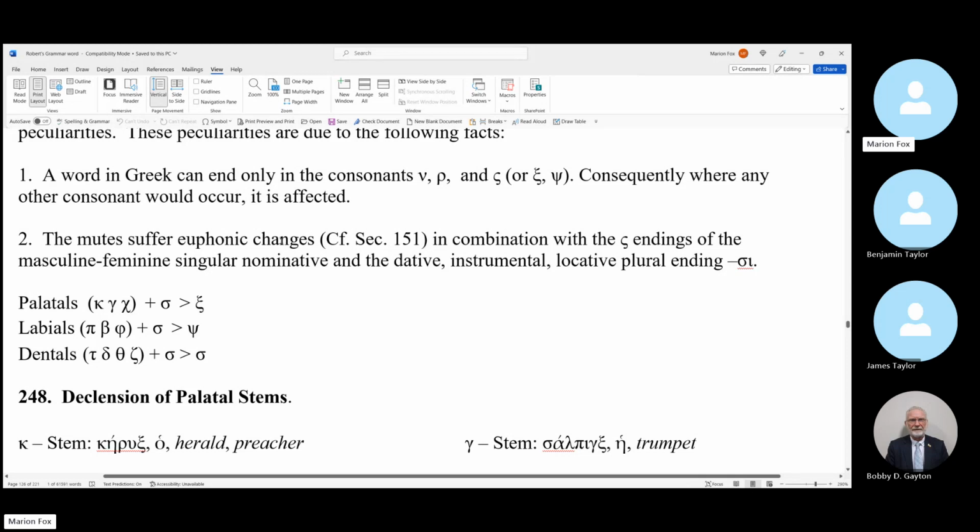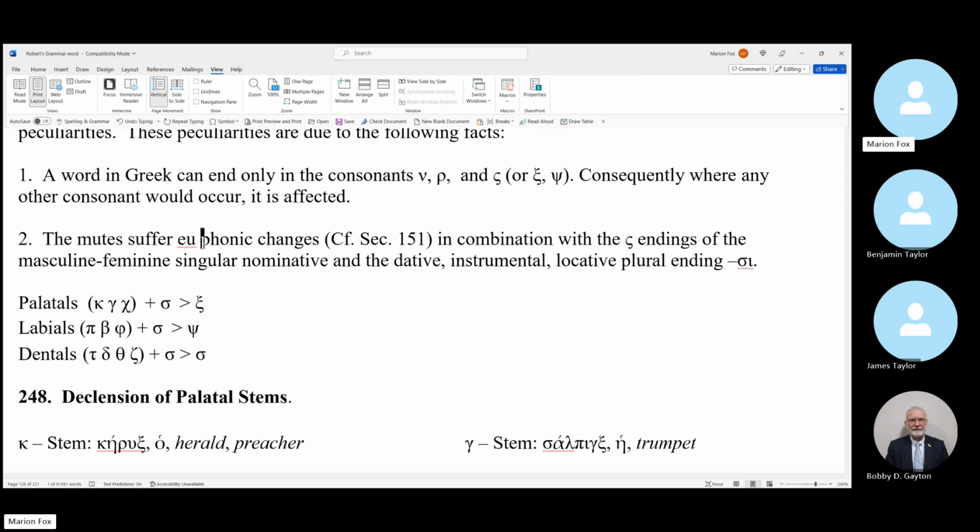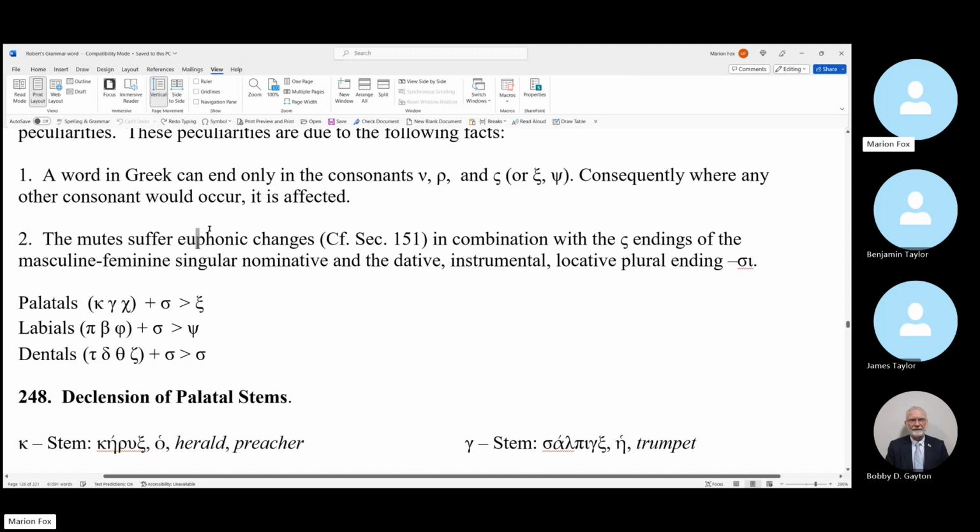The mutes suffer euphonic changes. And euphonic is from eu, meaning good, and phone, sound, which becomes an English word, in combination with the sigma endings of the masculine and feminine singular nominative, and the dative, instrumental, locative plural ending, sigma iota. So we'll come down here and look at some words now.